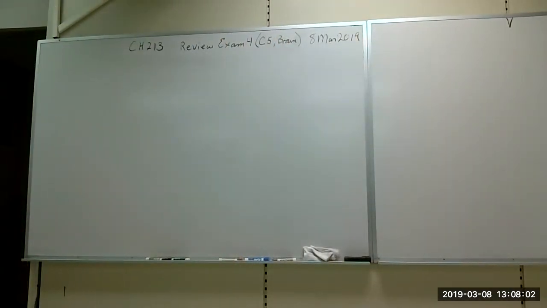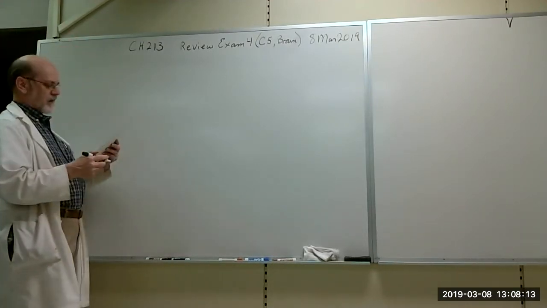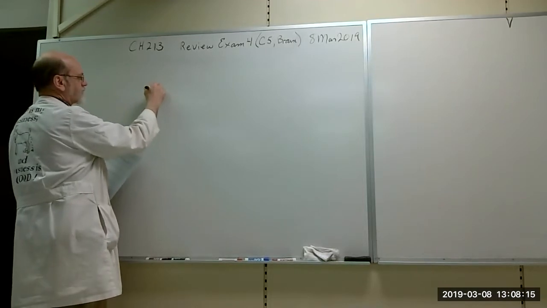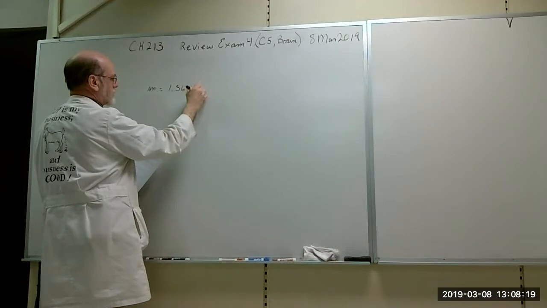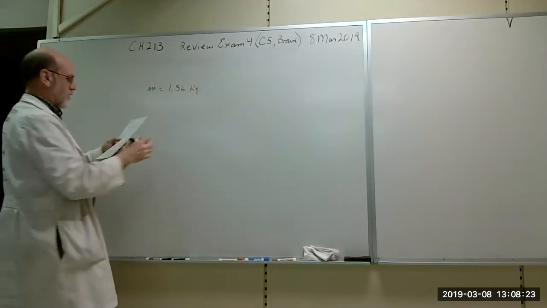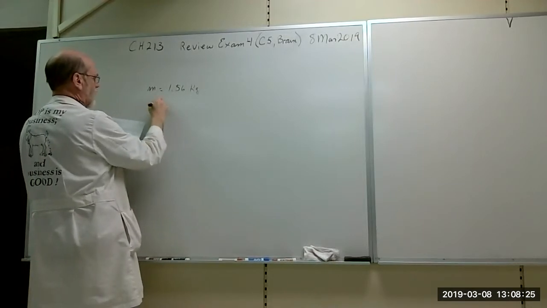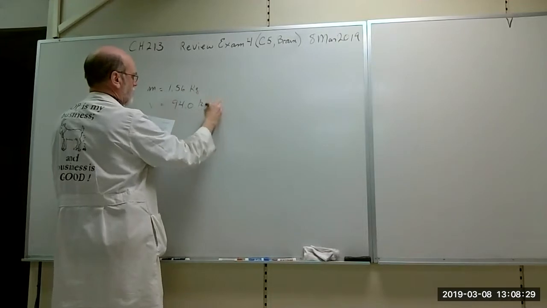Okay, what about kinetic energy. That's always a fun problem. What's the kinetic energy of a 1.56 kilogram object? So mass is equal to 1.56 kilograms. And it's moving at 94 kilometers per hour. So the velocity is 94 kilometers per hour.